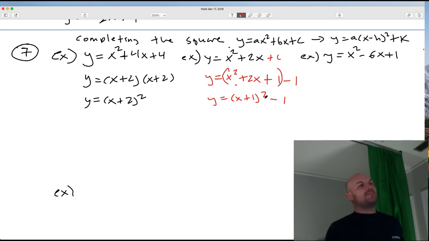So that is going to be a part of our vertex form. But just remember, an equation is equal on both sides, right? So either you add a 1 to both sides, or you add and subtract on the same side.